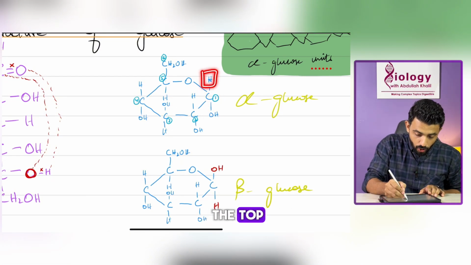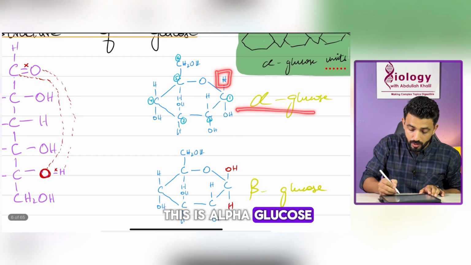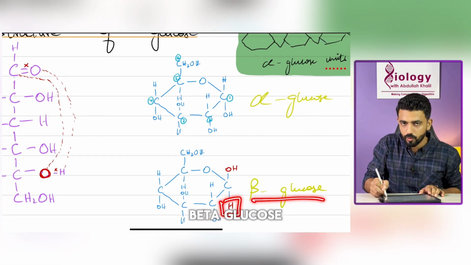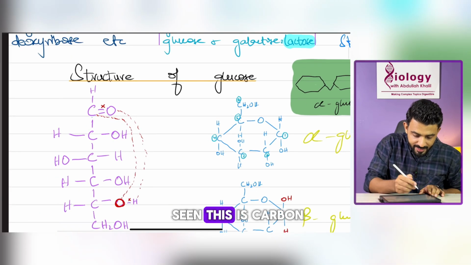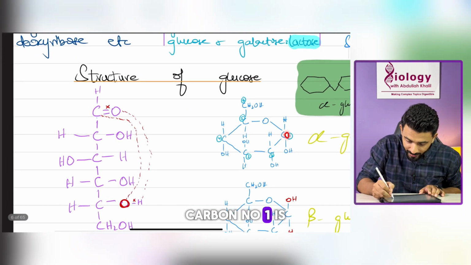If H is at the top at carbon number 1, this is alpha glucose. If H is at the bottom, this is beta glucose. Now, as we have seen, this is carbon number 1. So, carbon number 1 is here.